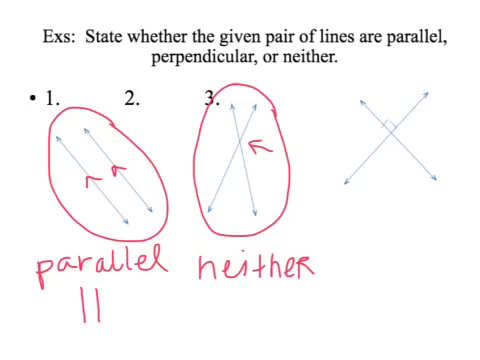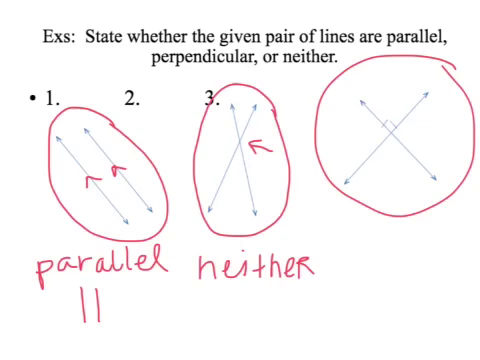Example number 3 here at the end. These are going to be perpendicular lines because even though my drawing's a little sketchy here, there is a box in that corner saying that they intersect at a right angle. This is a 90-degree angle, so these are going to be perpendicular. So you can write it out, or you can use the symbol for perpendicular.